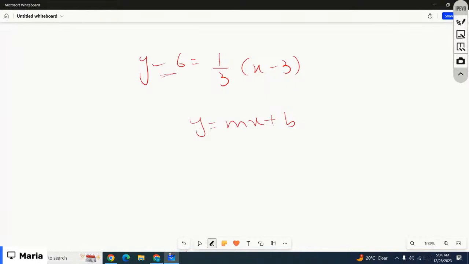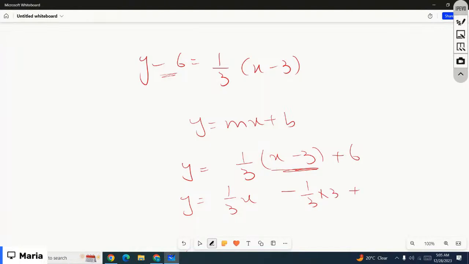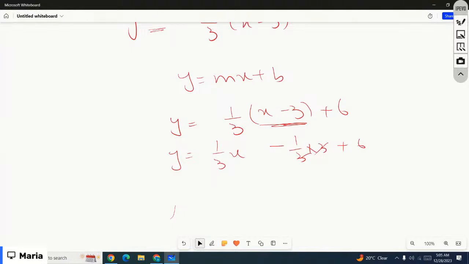First, isolate the y, move that negative 6 to the other side. So that would be y equals 1 over 3 times x minus 3, plus 6. Now multiply 1 over 3 with the bracket. So y equals 1 over 3x minus 1 over 3 times 3, plus 6. The 3 and 3 cancel out, you are left with just 1. So y equals 1 over 3x minus 1 plus 6, and 6 minus 1 is 5. So y equals 1 over 3x plus 5.